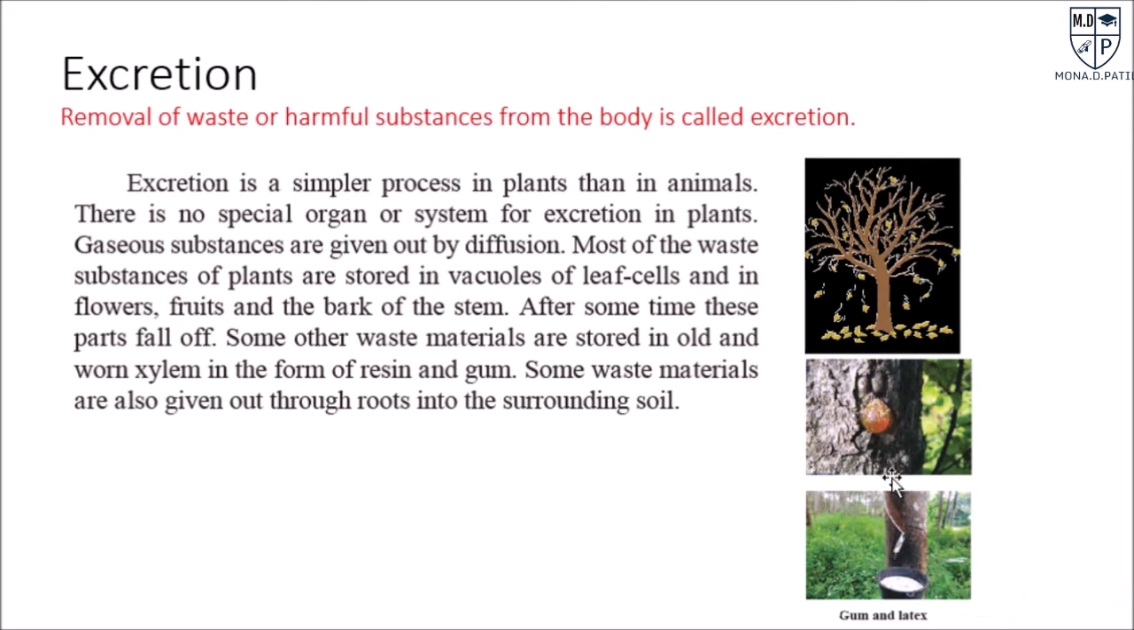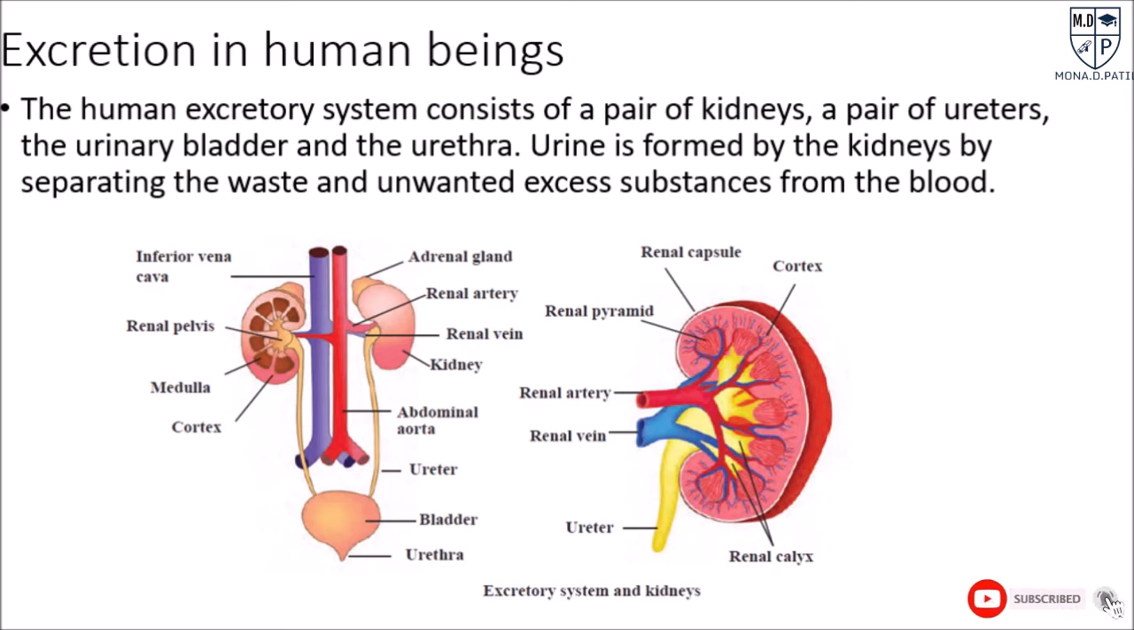So some waste materials are also given out through the root into the surrounding soil. So here, latex. Okay, this latex is used for making rubber. So this waste material is also useful for mankind. Now, excretion in human beings. There are different organ systems in the human body to bring about the different life processes, such as the digestive system for digestion of food, respiratory system for respiration, etc.